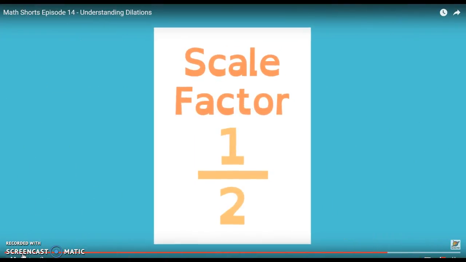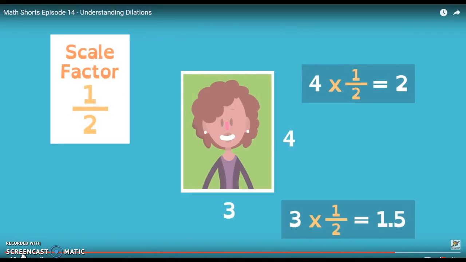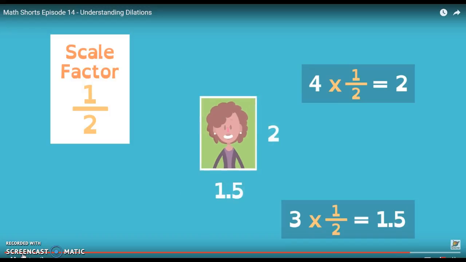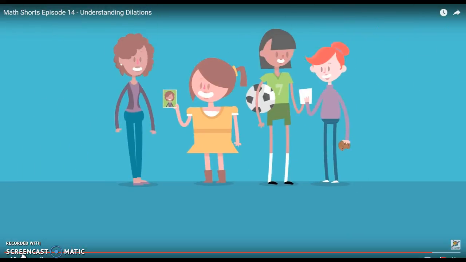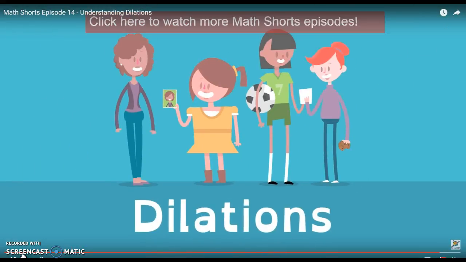If the scale factor is 1/2, the original dimensions are multiplied by 1/2. The dimensions of the reduced photo are 1.5 and 2. Different sizes, same proportions, with dilations.